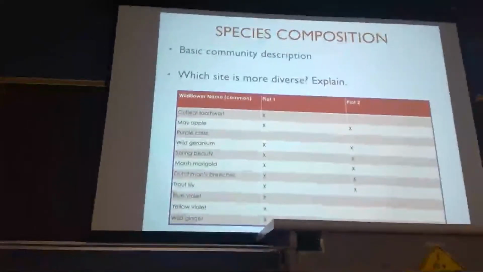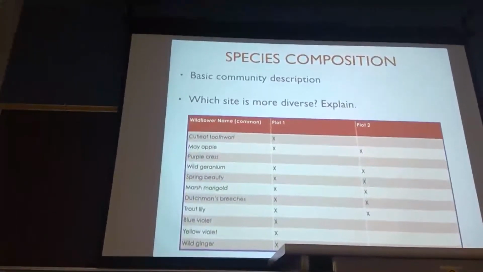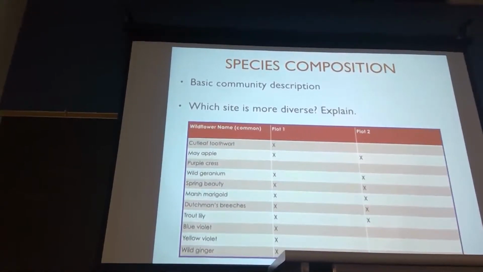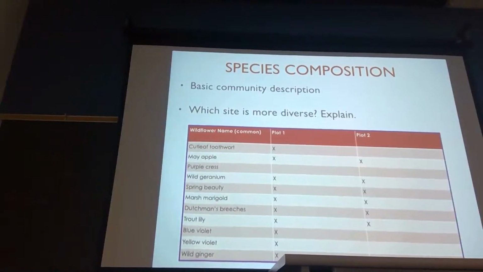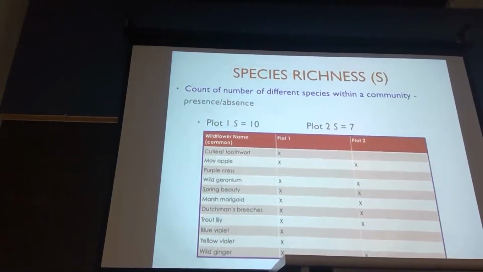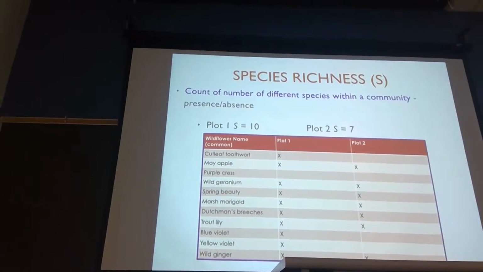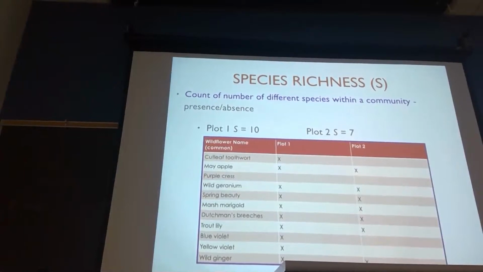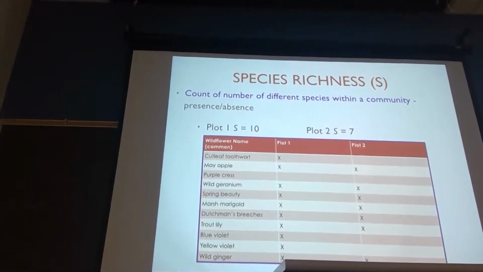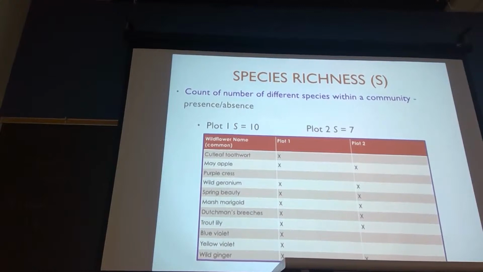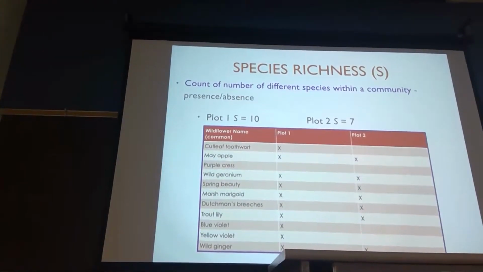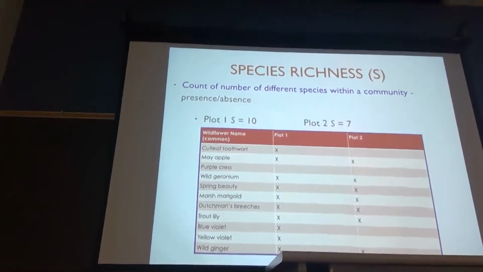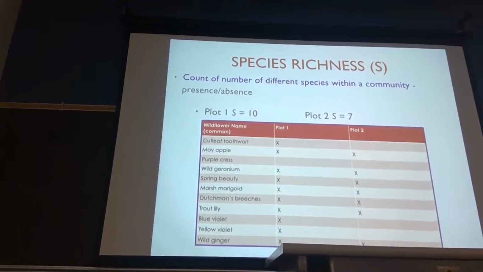Plot one. Why? There's more species. Good. So species richness, the number of different species, is the first way that we always quantify or describe a community, okay? So that is S, all right? Big S is species richness. And we count the number of different species within a community. It is just presence absence. Did we see it or didn't we? And so in plot 1, it has an S of 10 different species, I think, but in plot 2, there's only 7. And so again, we can see that there's a difference in species richness between these two communities.